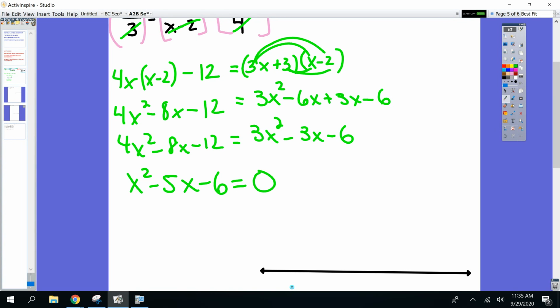Okay, now you can factor. Now it's equal to 0. Now you can factor. Be careful. This is always a tricky one. Kids think it's one pair of numbers when it's really not. Take your time.